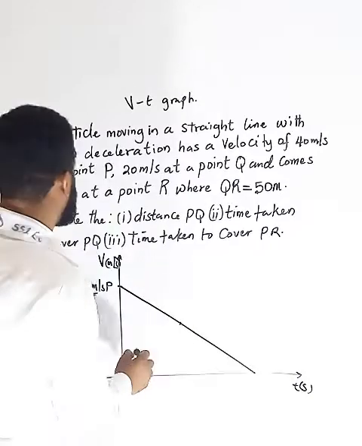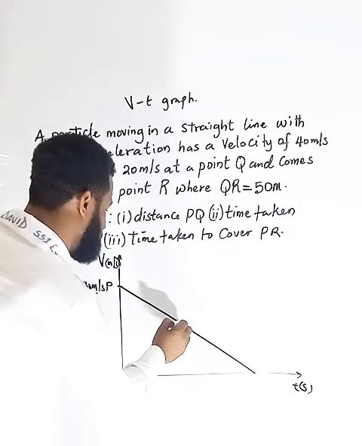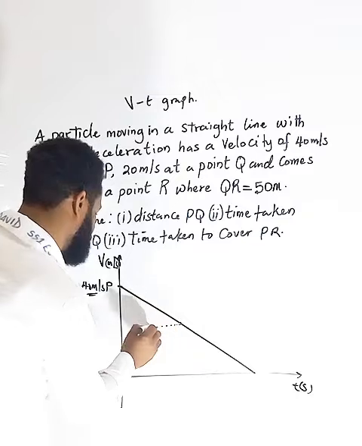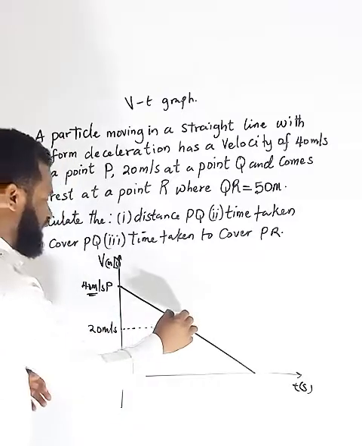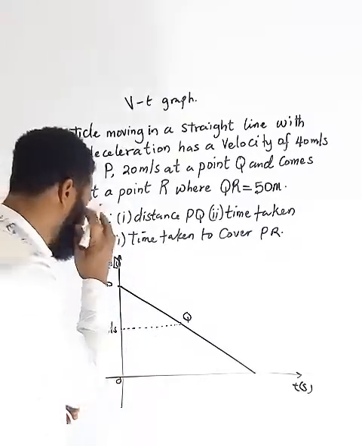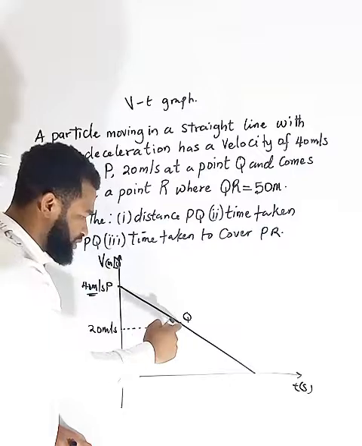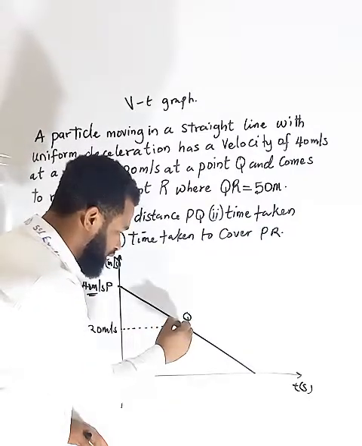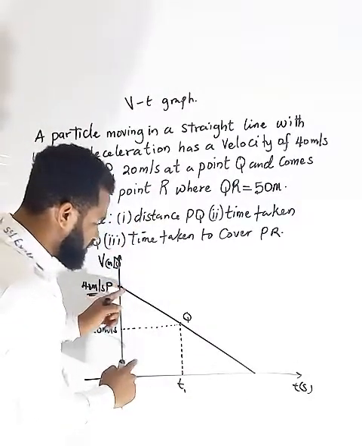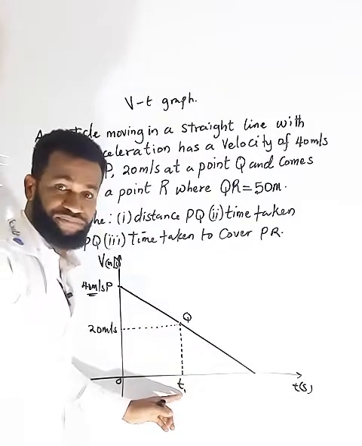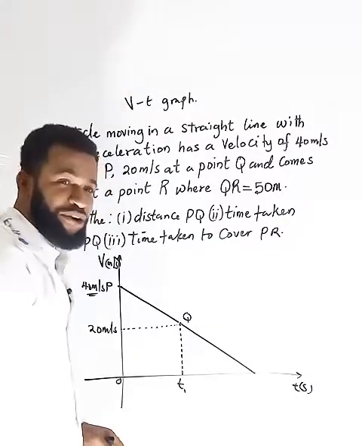Now, at the point given in this question, P is 40 and it is 20 meters per second at the point Q. So let me call this point Q. This is 20 meters per second. Then after covering from here to this point, there must be a time, and that time which it takes to go from here to this place, we don't know. So we don't know the time.